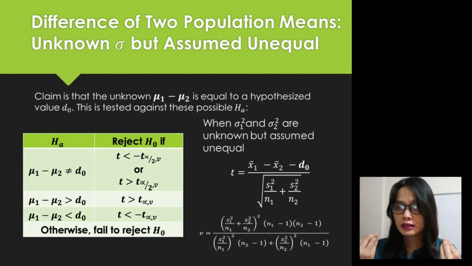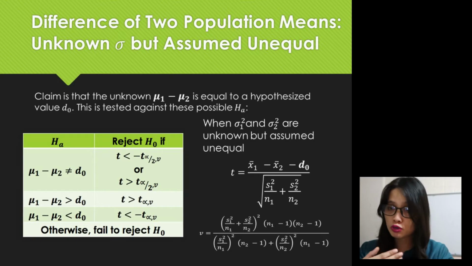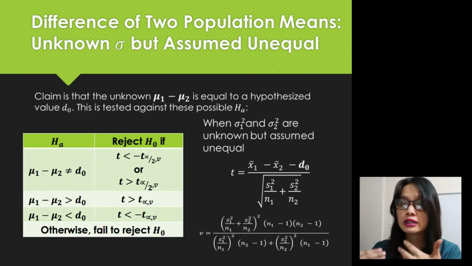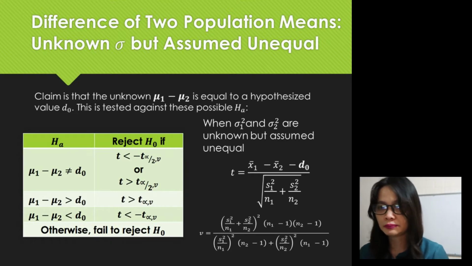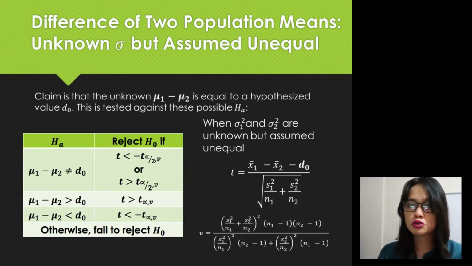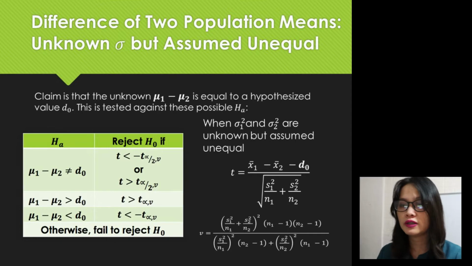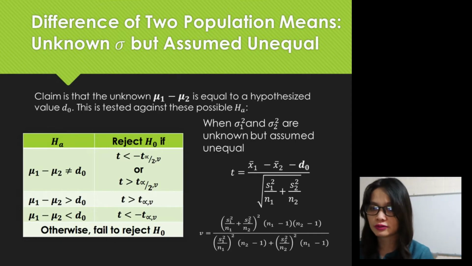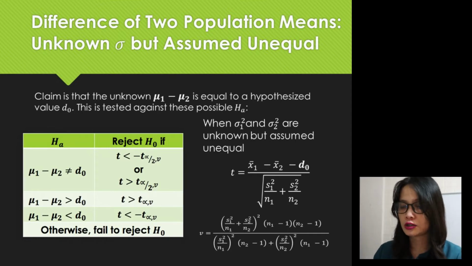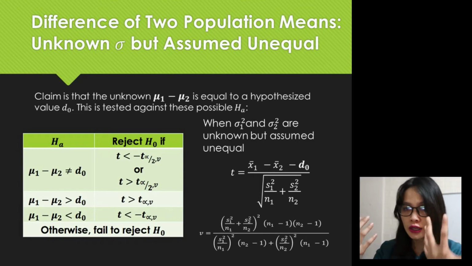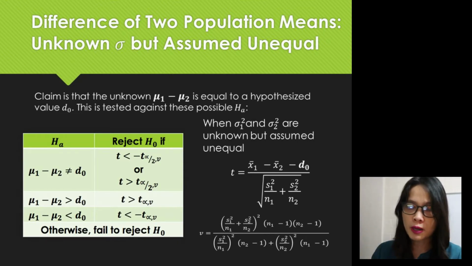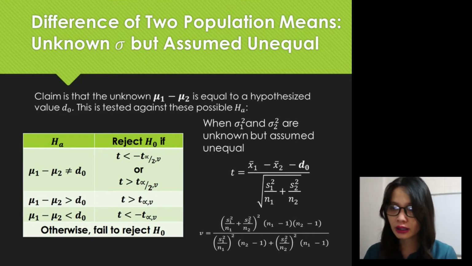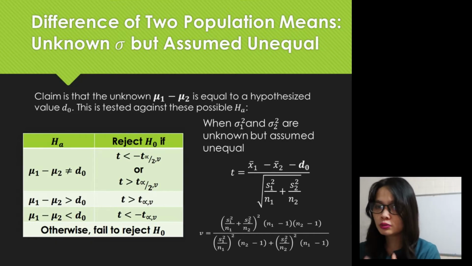And then the other possible condition: for the alternative hypothesis, mu sub 1 minus mu sub 2 greater than d sub O. Reject HO if t is greater than t alpha. And then mu 1 minus mu 2 less than d sub O. Reject HO if t is less than negative t alpha. Otherwise, fail to reject HO. So if the condition deals with the difference of two population means, and your population variance is not given but assumed unequal, we will be using this formula.